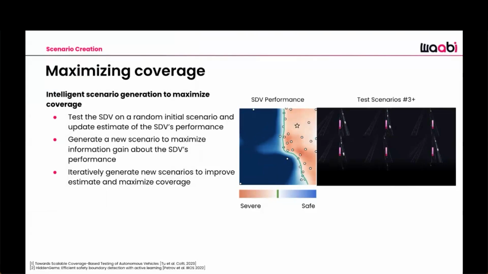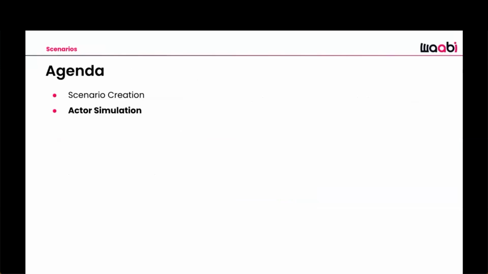So importantly, the algorithm here will prioritize scenarios where we are most uncertain about the SDB's performance. So for example, where the decision boundary lies between when the SDB will pass or when it might fail. Cool. And that's it for scenario creation.